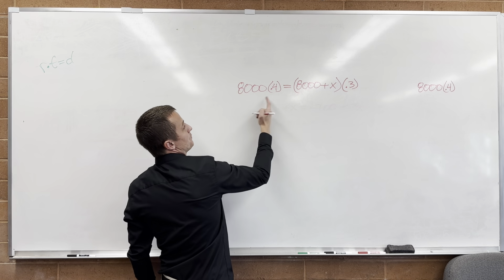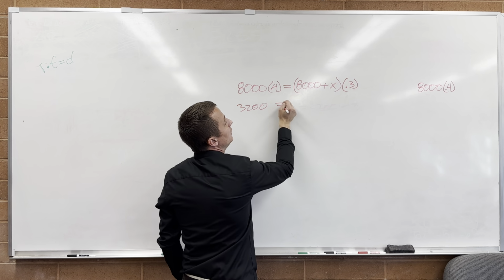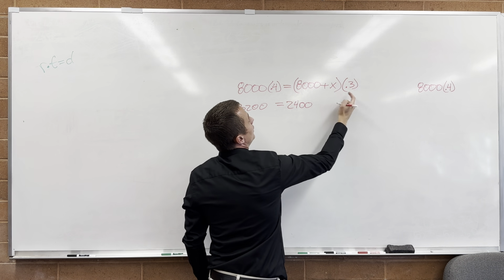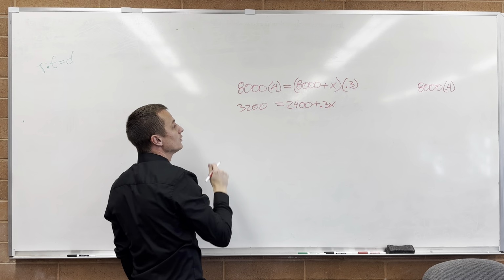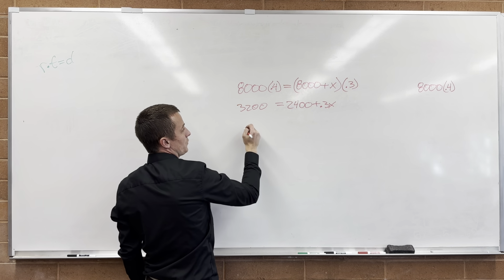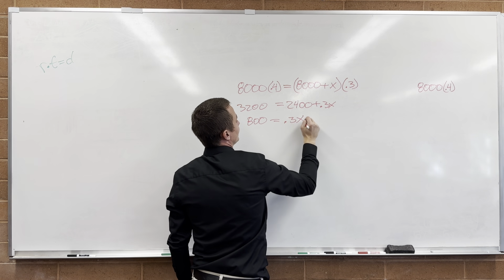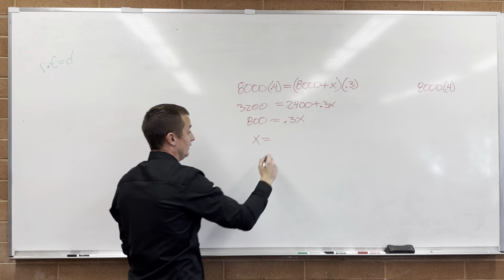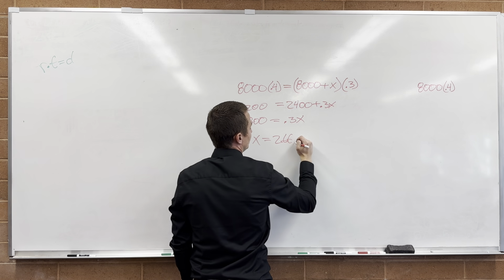Okay, now this is easy. So 0.4 times 8,000 is 3,200, right? Is equal to 0.3 times 8,000 is 2,400, plus 0.3x. Now, this minus this leaves us with 800 is equal to 0.3x. So x is equal to 800 divided by 0.3. And you're saying that's 2666 with 0.6 repeated. Alright, so 2667 we'll say.